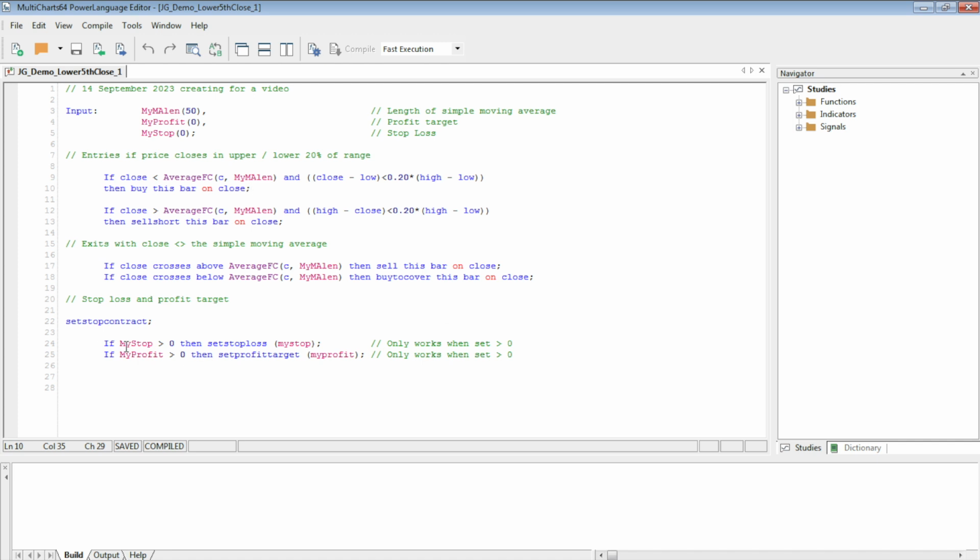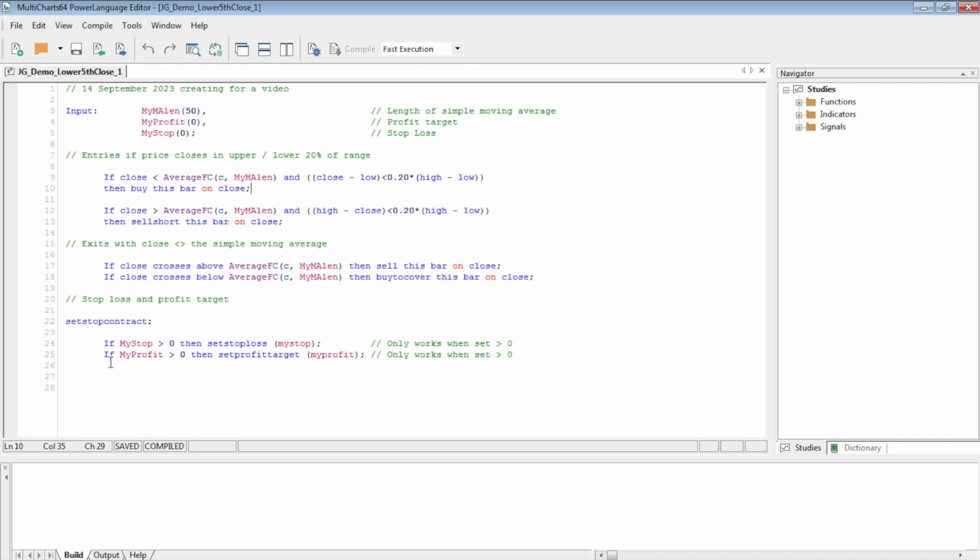So the way this is coded is saying if the input of my stop loss, which we've seen is adjustable, if it's greater than 0, then we want to use the stop loss. And the set stop loss is the MultiCharts reserve word, and then the value is going to be of my stop. So for an example, if we set the input of the stop loss here to 100, then if my stop loss is greater than 0, well, it's going to be 100, so it is going to be greater than 0, then set stop loss at 100.